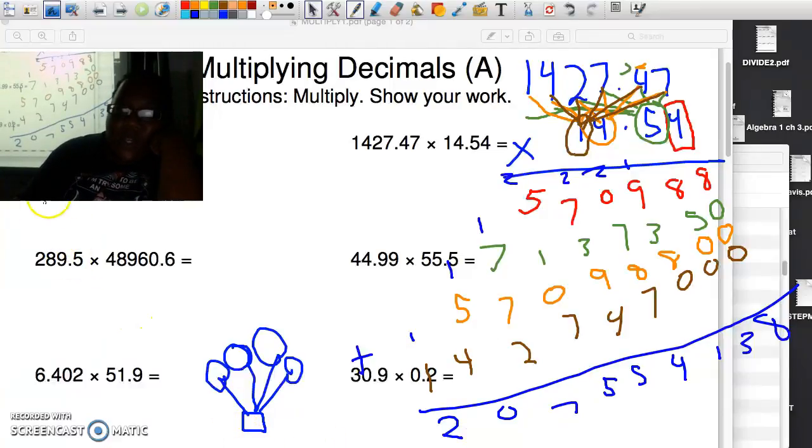Now, so this part, Sam has got the hard part knocked out, right? The where to place the decimal, you look at it like this. Look at your two numbers, right? How many places after the decimal do you have here? 2. How many here? 2. That's 4 altogether, right? So start here and jump 4. 1, 2, 3, 4.